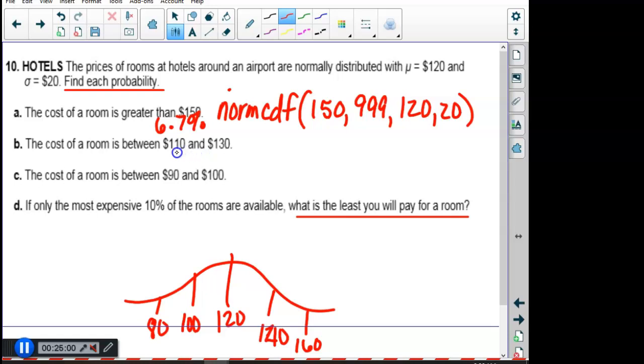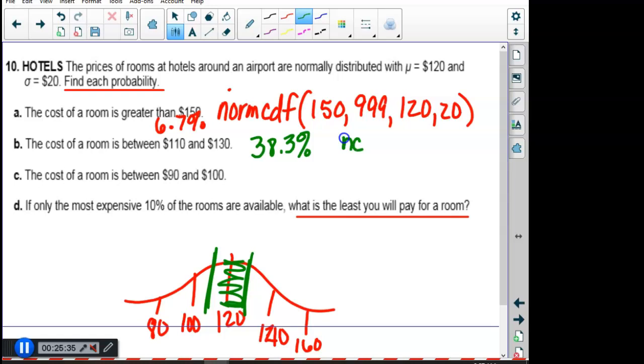All right, the cost of a room is between 110 and 130. You will notice down here, it's talking about this chunk in here. So it is not landing right on nice standard deviations. You can just go back and type those over the numbers if you did second enter. 110 to 130. I got 38.3%.